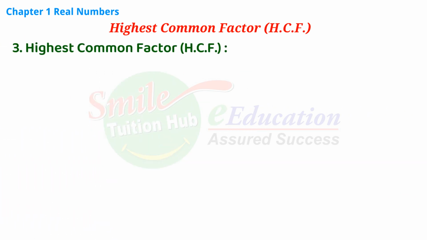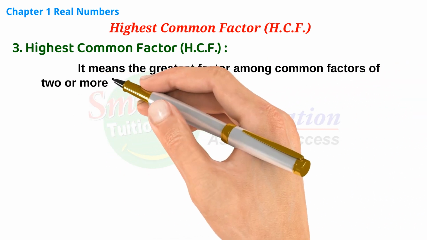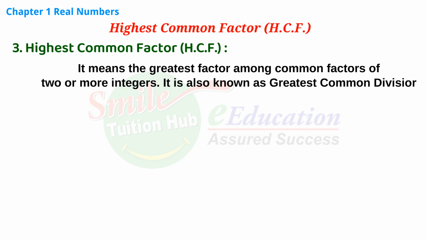Now, highest common factor, HCF. It means the greatest factor among the common factors of 2 or more integers. It is also known as greatest common divisor. In short, we can say it GCD.